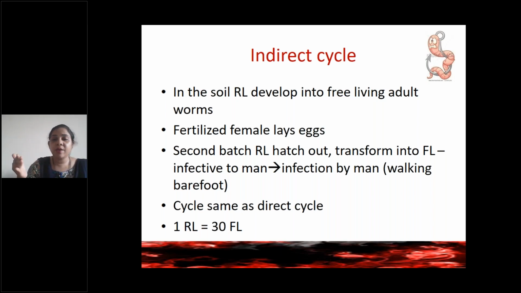From this rhabditiform larva, they transform into filariform larvae, which again may infect man. And again, the cycle will be repeated. In that stage, one rhabditiform larva gives rise to many filariform larvae.